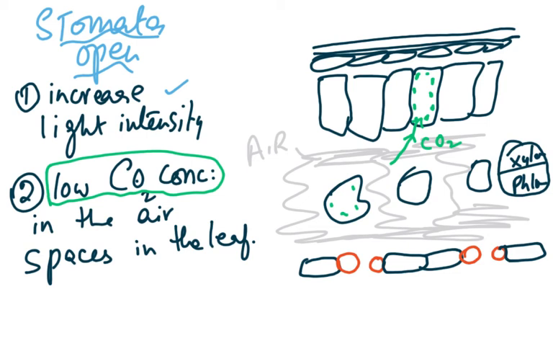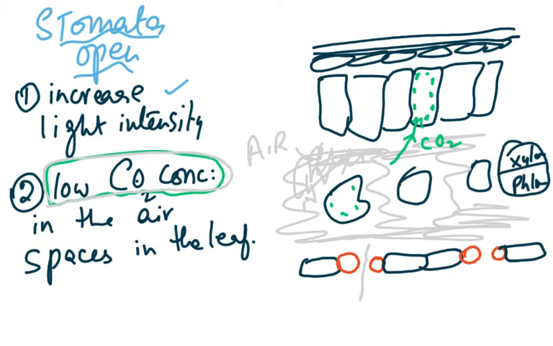So maybe the photosynthesis is not that fast, the rate is very slow, but even then that is going to result in this air which had carbon dioxide decreasing. So the carbon dioxide concentrations will decrease. So low carbon dioxide concentrations is going to cause the stomata to open, and that is very important.